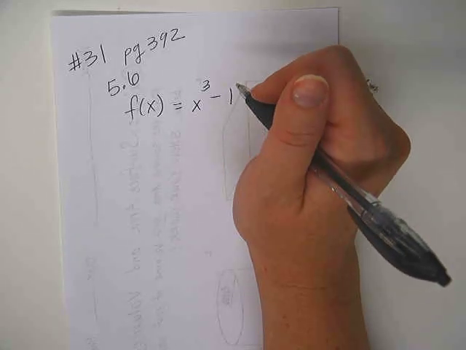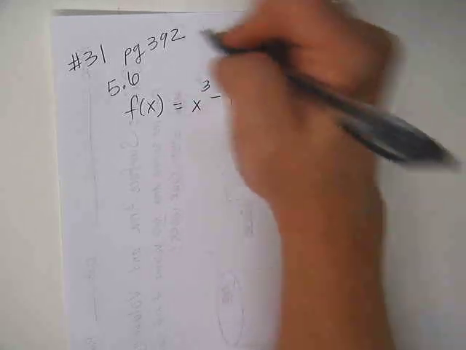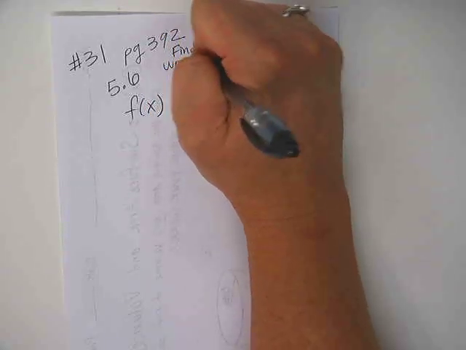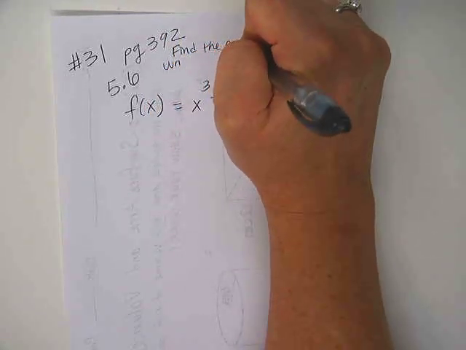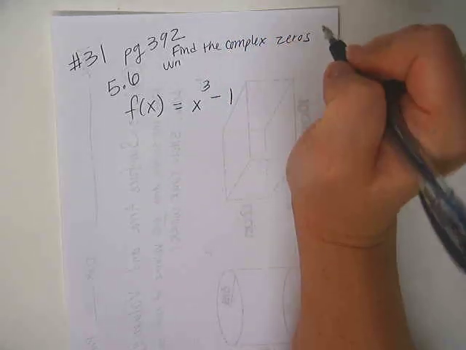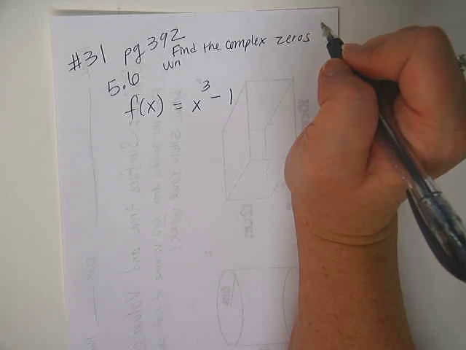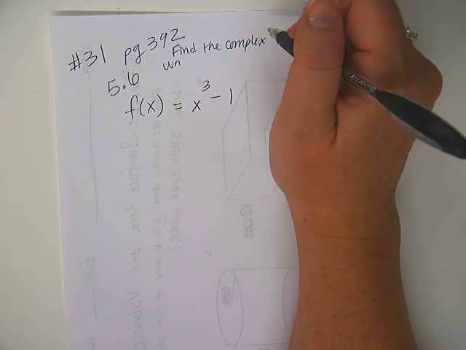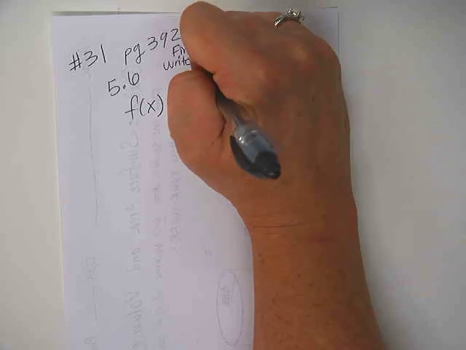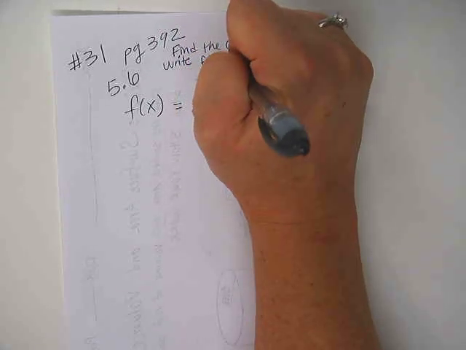Okay. Find the complex zeros. Now when it says complex, that doesn't mean it has to be imaginary. That means they can be real or imaginary, right? And then the last step we're doing is writing our answer in factored form.